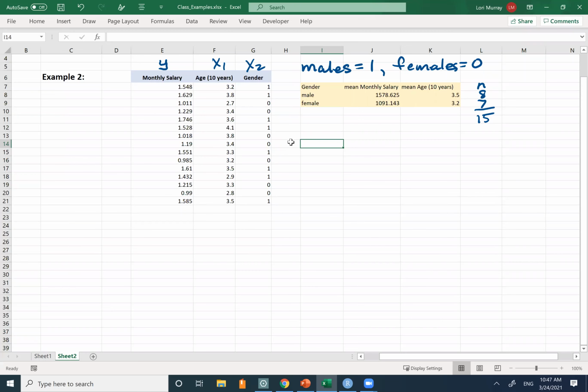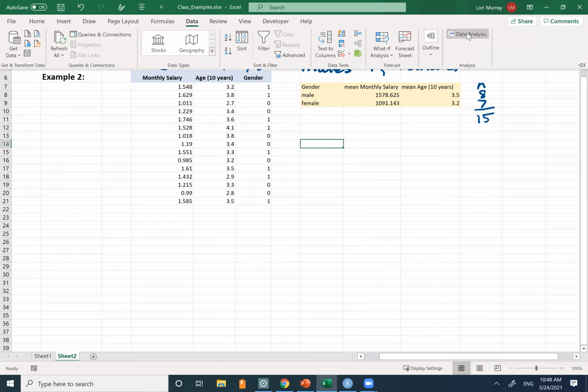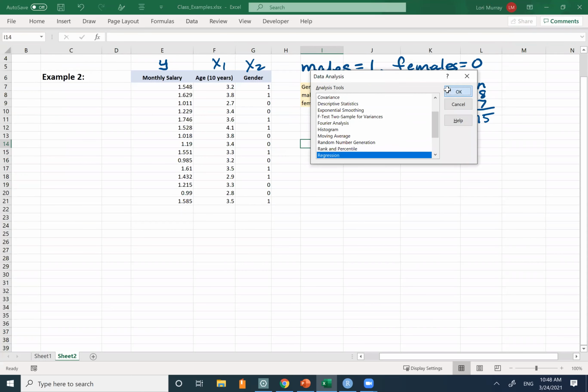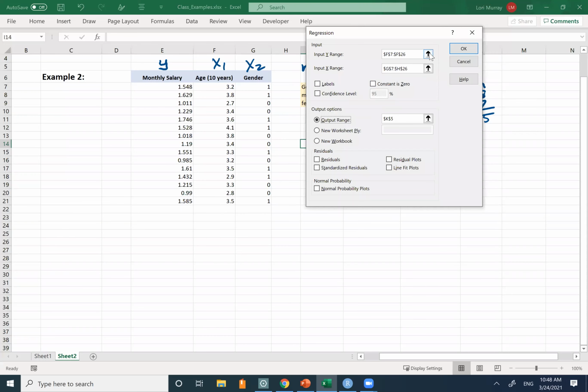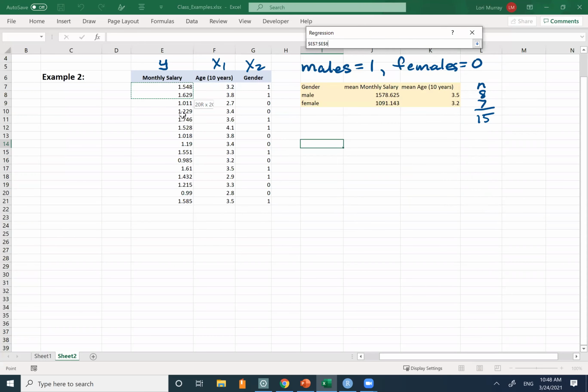When there are just 2, male and female, we can simply put them all in one column. 1 is males. It's arbitrary. The females could have been 1 and males 0. You just have to keep straight which one is which when you build the model. All right, let's grab the data tab and run the regression. We're going to enter the Y, which is the dependent variable.